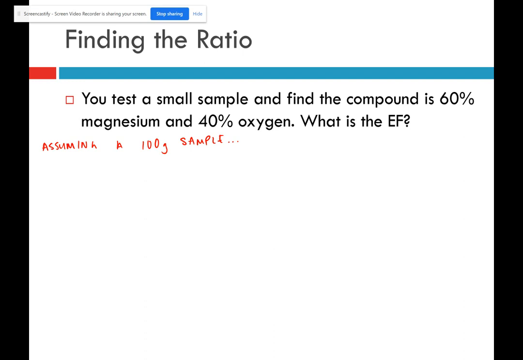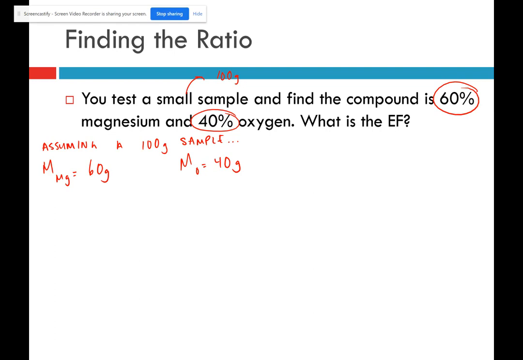So if I assume the small sample is actually 100 grams, I would say, well, that means that my mass of magnesium is going to be 60 grams because 60% of 100 is 60 grams. And I'm also going to assume that my mass of oxygen is 40 grams. Okay? Because 40% of 100 grams is 40 grams. Okay?